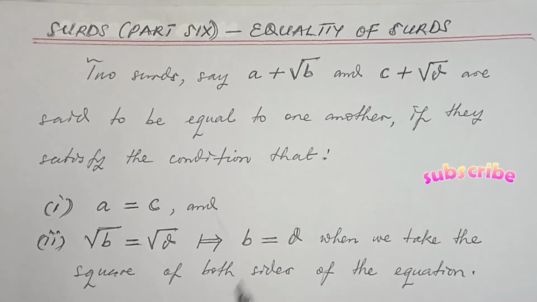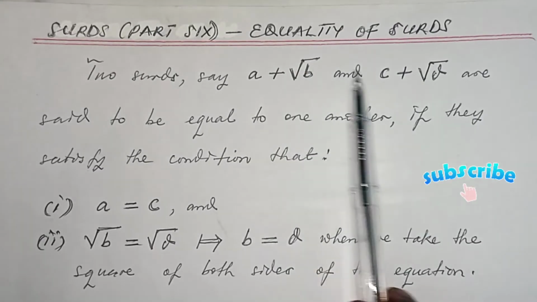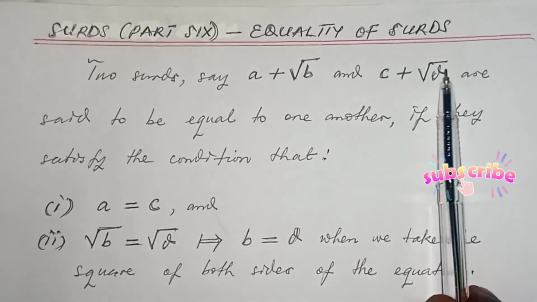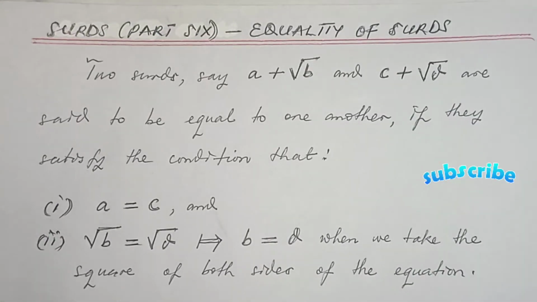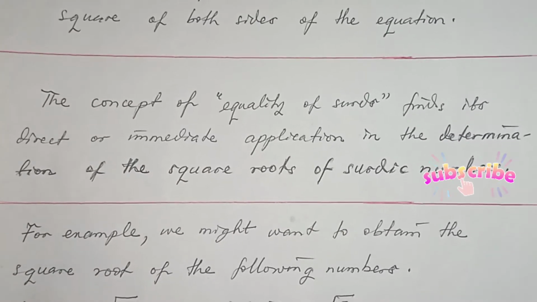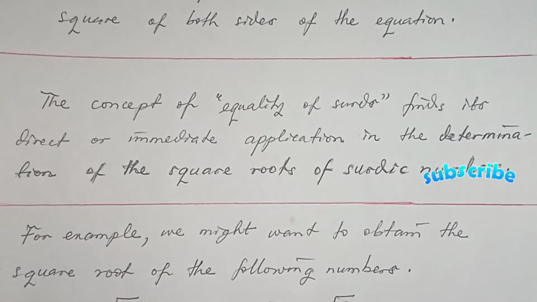Two surds are said to be equal if this is equal to this and this is equal to this. Okay? If their respective terms are equal to one another. Now, where do we apply this knowledge of equality of surds?